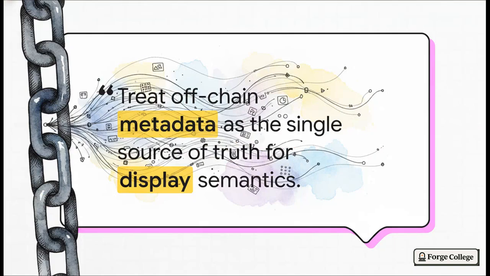If there is one crucial rule of thumb I want you to walk away with today, it's this quote right here. Treat off-chain metadata as the single source of truth for display semantics. That is the big takeaway. Keep your highly expensive on-chain state strictly minimal. We're talking just balances and ownership. And let your off-chain metadata do all the heavy lifting for your visual interface.